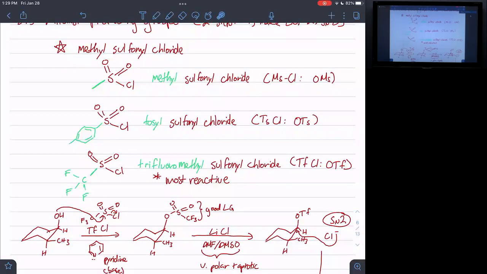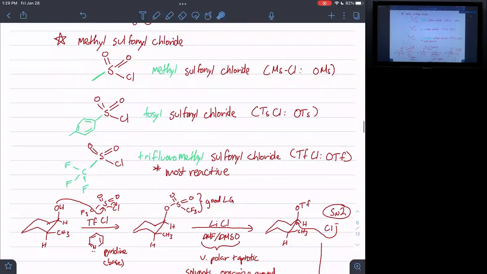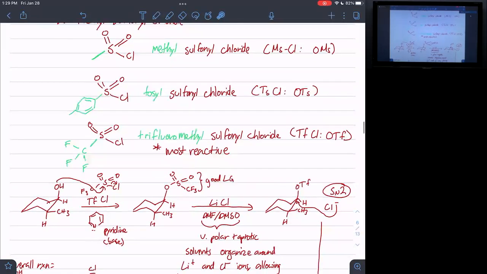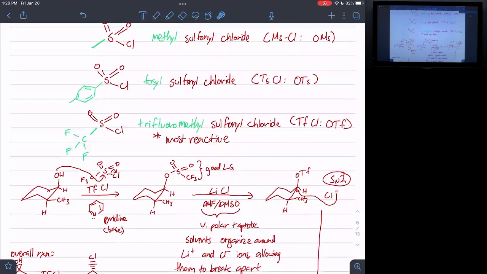Yeah, so that's how we name these things. That's the methyl thing, the MS. Then we have the tosyl, the TsCl, and this group right here, that's like a lollipop, is going to be the tosyl. And then we have the trifluoromethyl, which is this thing. You have 3 fluoros on a methyl, surprise. And this one is going to be the most reactive.